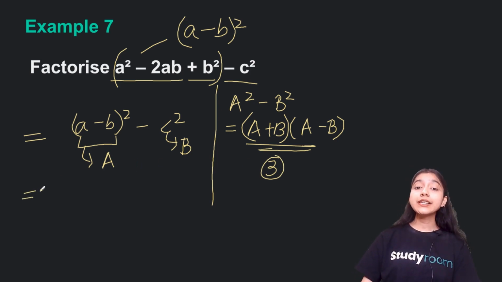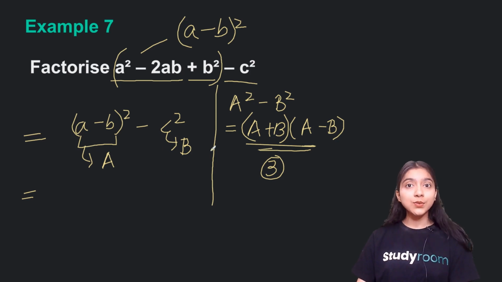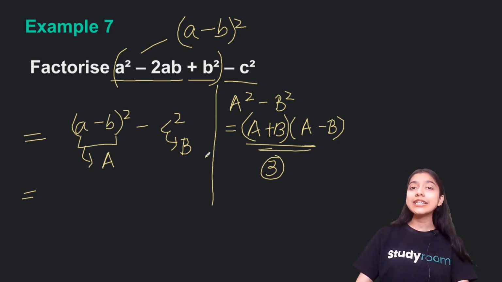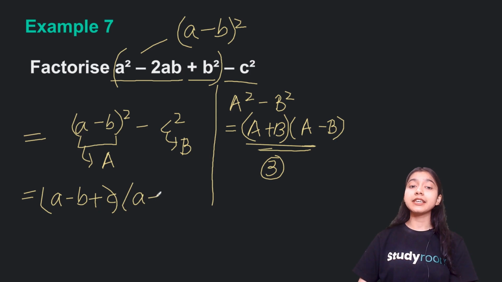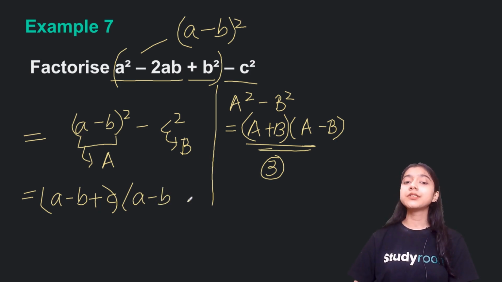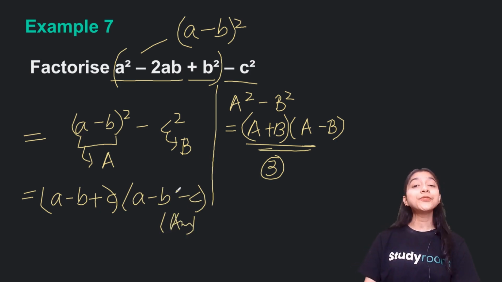Now what we have to do is we have to take the first term, add it to the second term, whole multiplied with the first term subtracted with the second term, because this is what the identity says. A square minus of b square is equal to a plus b multiplied with a minus b. So what we'll be doing, we'll take the first term which is equal to a minus b and then add it up to the second term, that is c. Whole multiplied with the first term, that is a minus b, subtracted with the second term, that is minus of c. So this will be our answer of the given question.